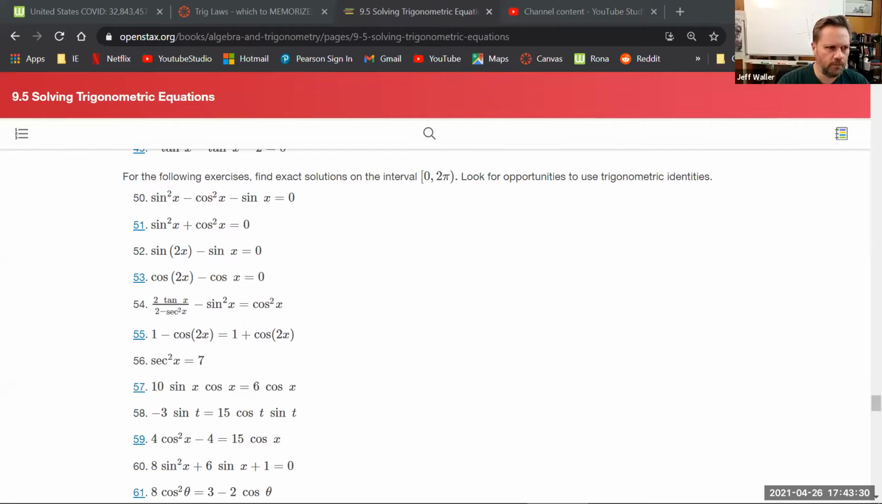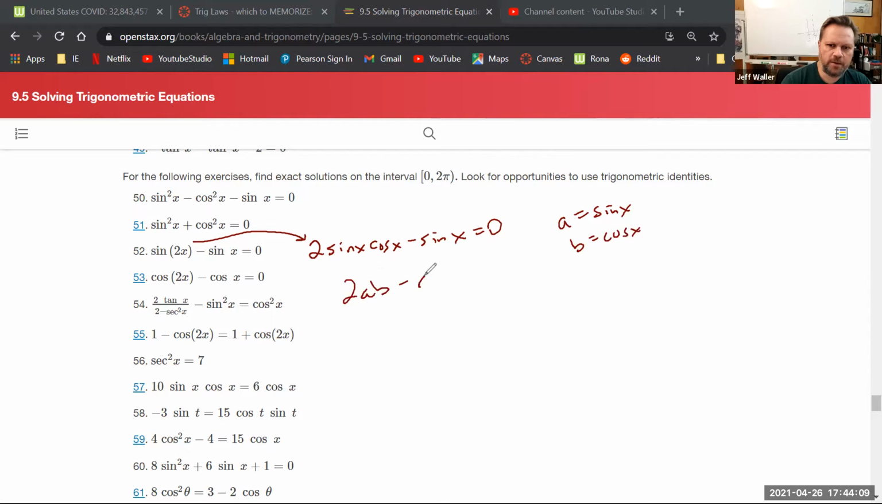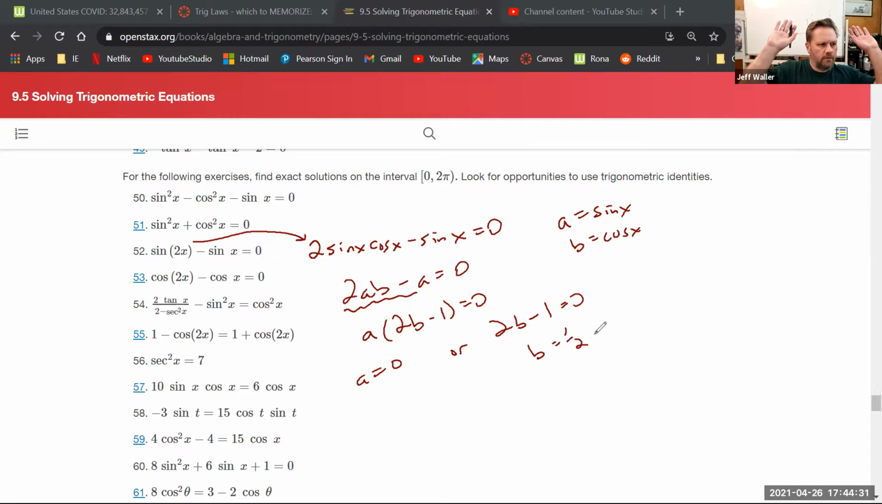Look at 52 again. So I think Rio started telling us how to rewrite this. I can write this as 2 sine x cosine x minus sine x equals 0. Does somebody see something I can do there? And again, if you want to, you can call sine x a and cosine x b. So then this becomes 2ab minus a equals 0. You guys with me? What can I do with this now? Factor. Yeah, I could take an a out. So then either a is 0 or 2b minus 1 is 0. So b is 1/2.